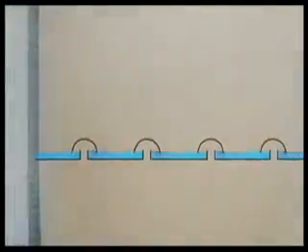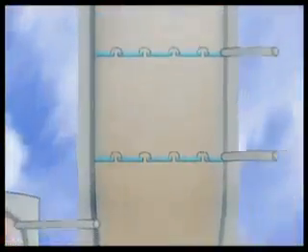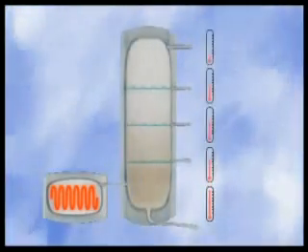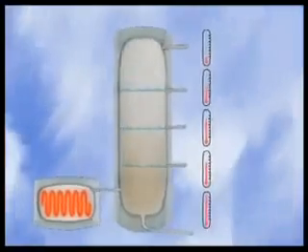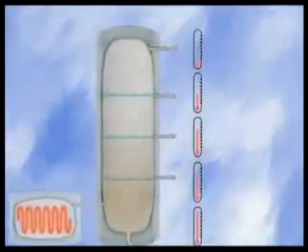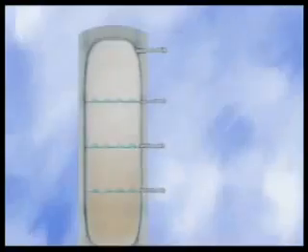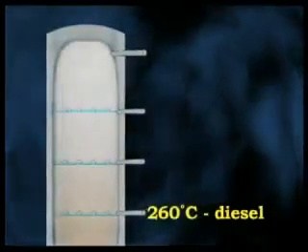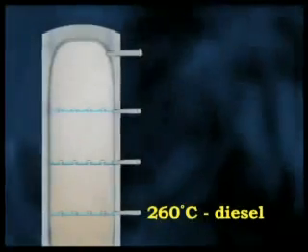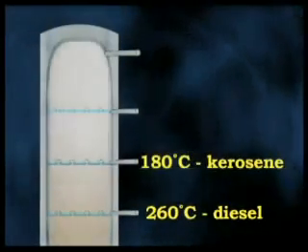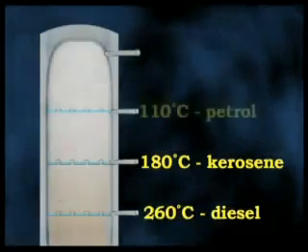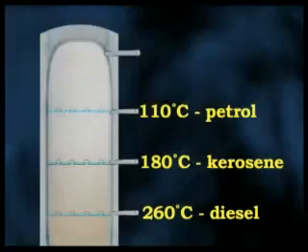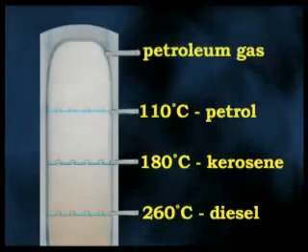Different hydrocarbons condense out of the gas cloud when the temperature drops below their specific boiling point. The higher the gas rises in the tower, the lower the temperature becomes. The precise details are different at every refinery and depend on the type of crude oil being distilled. But at around 260 degrees, diesel condenses out of the gas. At around 180 degrees, kerosene condenses out. Petrol or gasoline condenses out at around 110 degrees, while petroleum gas is drawn off at the top.